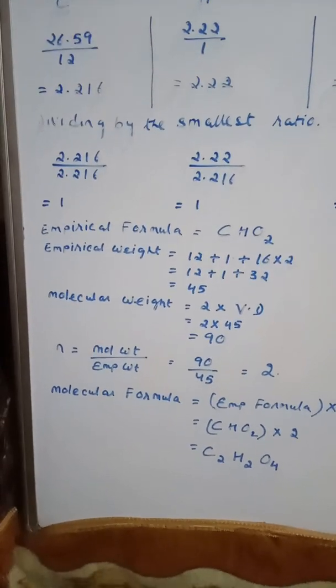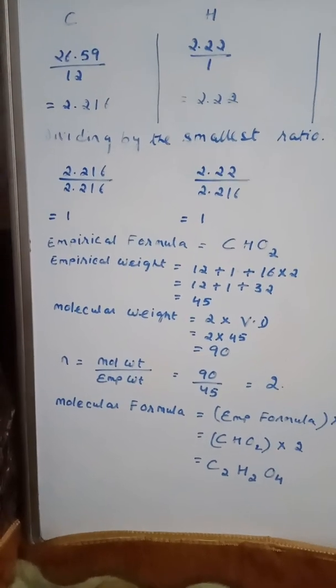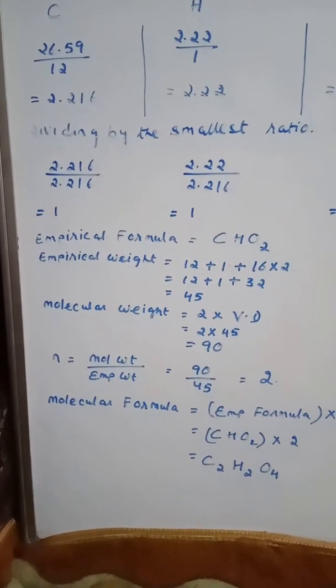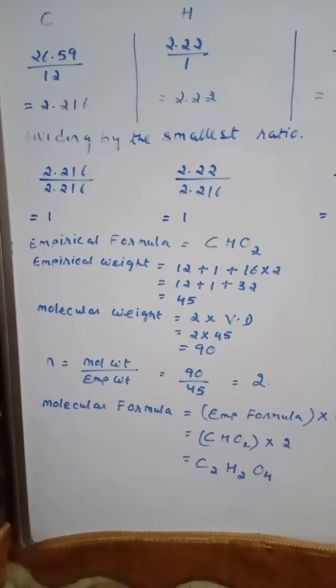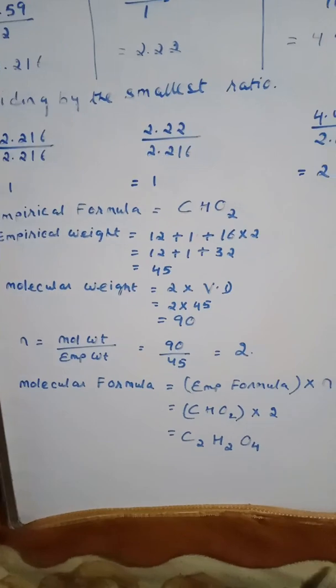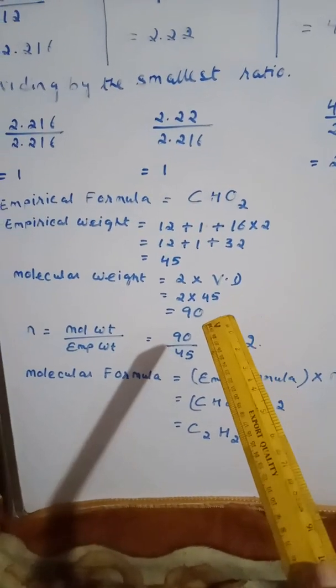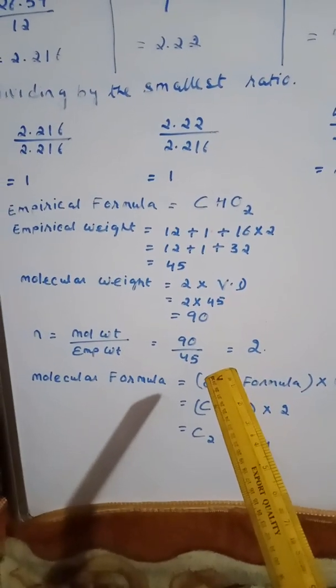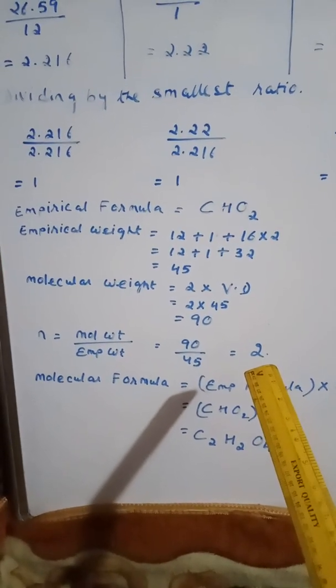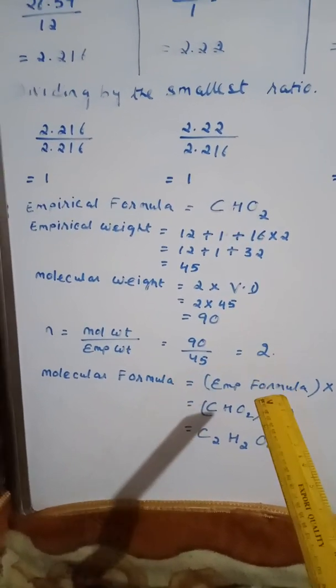After this, we need to find the value of N. What is N? N is the ratio between molecular weight and empirical weight. As you can see, I have written over there, N equals molecular weight upon empirical weight. Molecular weight is 90, empirical weight is 45. So when you divide this, we get exactly 2. Remember, the value of N should always come in whole number, exactly 2.